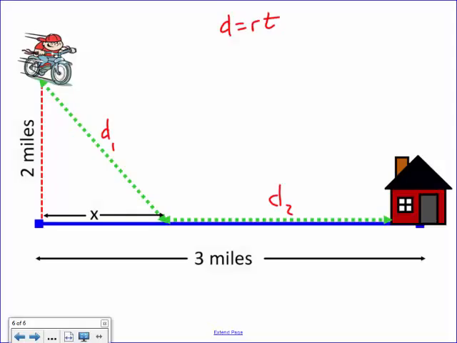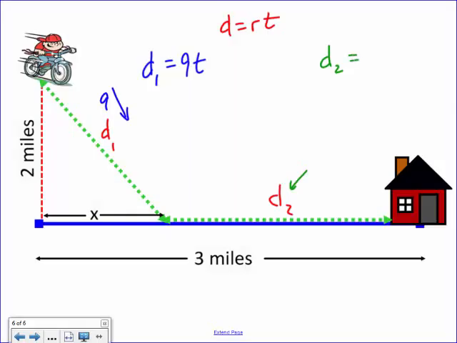Well, let's just kind of write things down. So I got this distance 1 over here that he's going to travel, and then I got this distance 2 down here that he's going to travel. So I'm just going to write equations for both those. Well, what's the rate for distance 1? How fast can he bike, right? 9 miles per hour going this way. So there's the rate. And we don't know the t, so I'm going to leave it as t for now. And how about on the other side, distance 2?